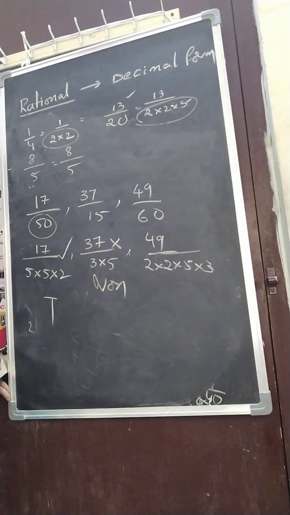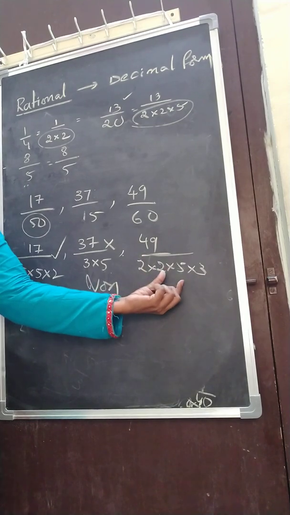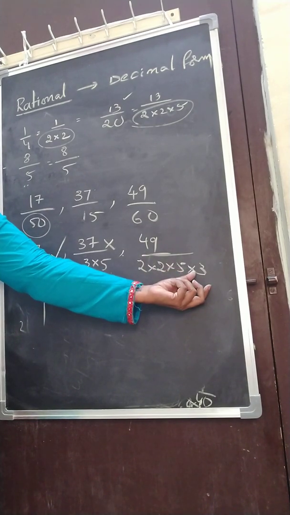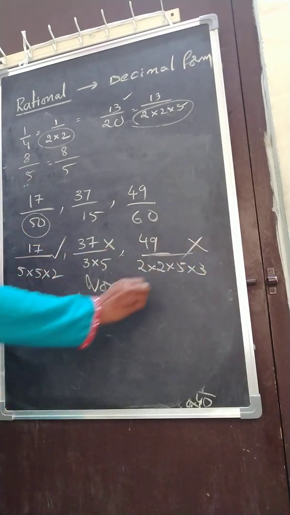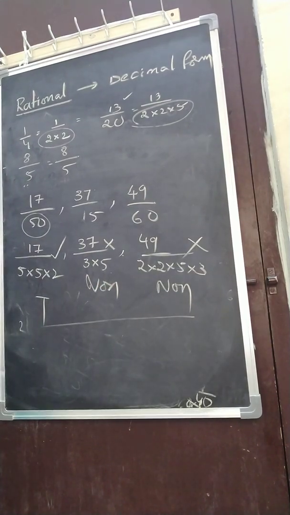And here also, if you observe, 2's are there, 5's are also there, but additionally 3 is also there. So it is also not terminating. So we can say it is a non-terminating and recurring decimal. So if any number other than 2's and 5's is there in the denominator, those are non-terminating only. Okay.